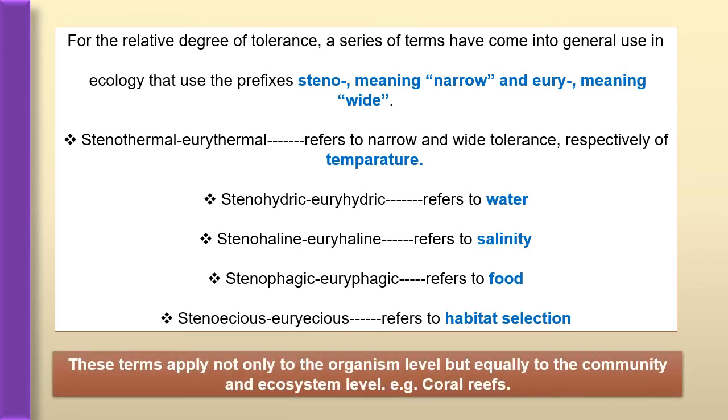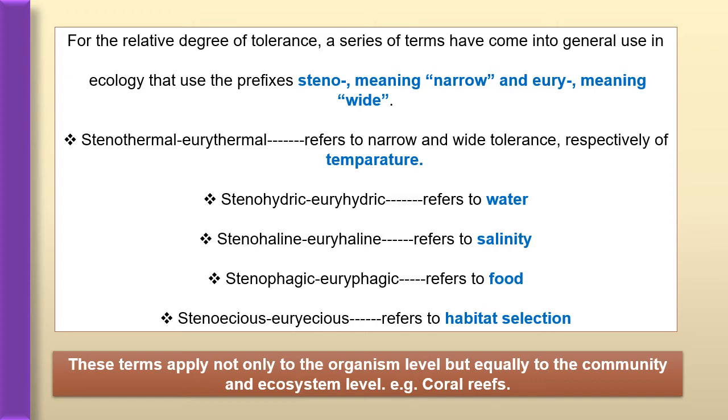These terms apply not only to the organism level but equally to the community and ecosystem level. The best example can be given in the case of coral reefs. Coral species form connected reefs that are greatly impacted by changes in oceanic temperature. Coral polyps receive nutrition from photosynthetic zooxanthellae, that is, algae that live within the polyp's endodermis. This is an endosymbiotic relationship.